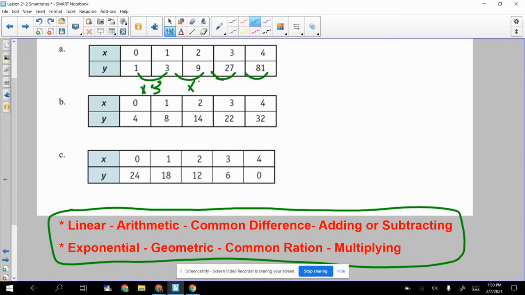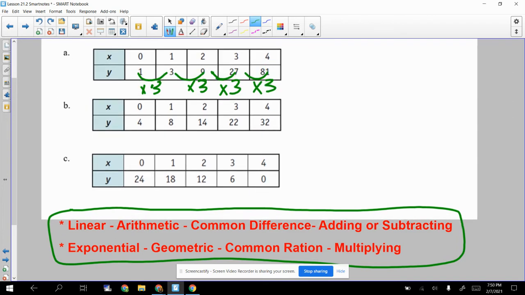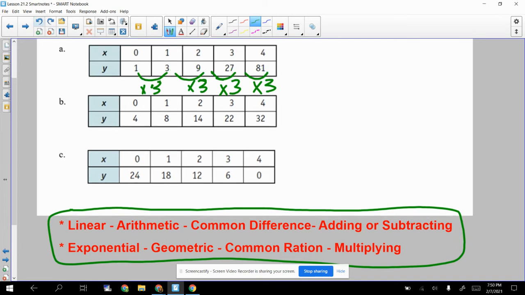Multiply by 3, multiply by 3, and then 9 to 27. Oh yeah, that's multiplying by 3. 27 to 81, yeah, that's multiplying by 3. So this one would be an example of an exponential function. And that is, again, because we were multiplying. Exponential, same as when we were talking about geometric.